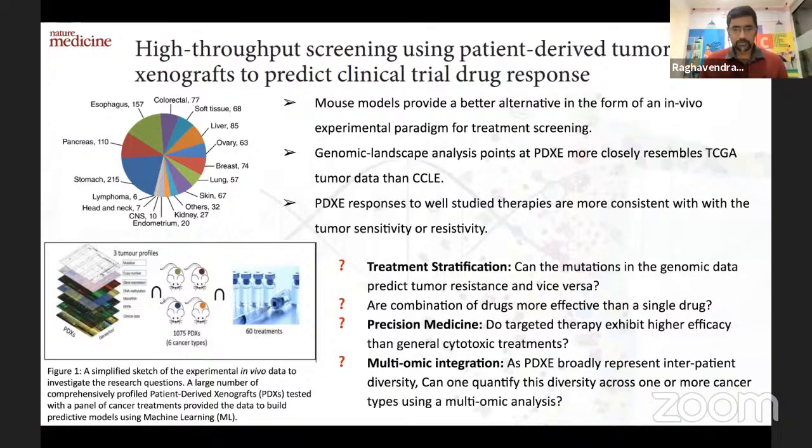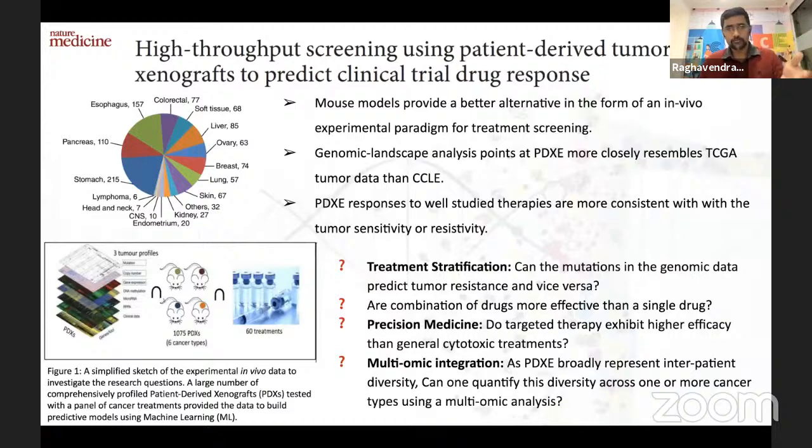We can also do some precision medicine study, like do targeted therapies exhibit higher efficacy than general cytotoxic treatments? Among these 60 treatments, some were general cytotoxic treatments, which are toxic to all cells, they just kill cancer cells more than the normal cells. And some specifically target pathways inside the cancer cells. So can we find out the underlying differences between these two treatments? And with the help of multi-omics integration, can the PDXs broadly represent the interpatient diversity?